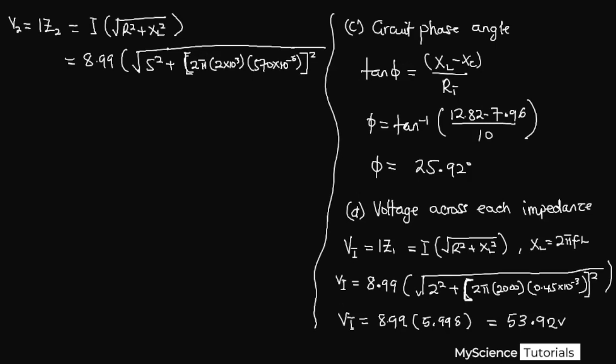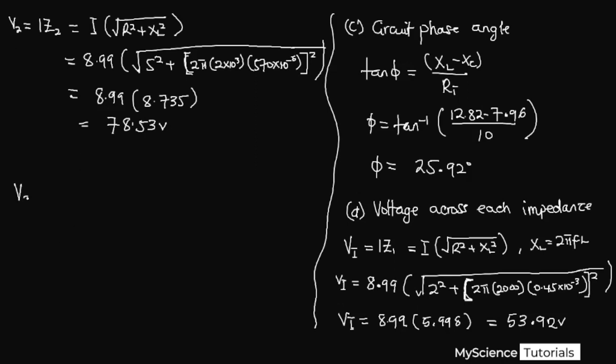Don't forget to square it, because 2 pi f L is the inductive reactance XL, so we need to square it. Okay, now I still have my 8.99 over here. If I multiply everything I have in the root sign and apply the root sign to it, it's going to give me 8.735. So 8.99 multiplied by 8.735 will give me a total of 78.53 volts. So this is the voltage across the second impedance.